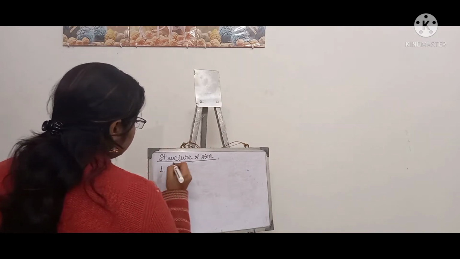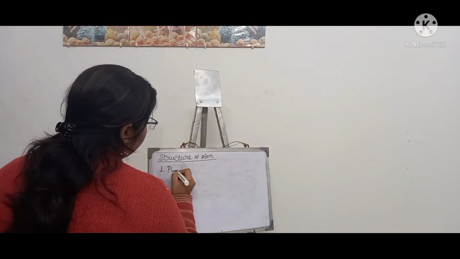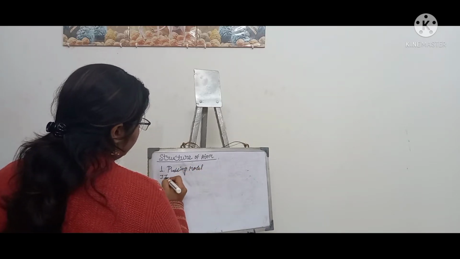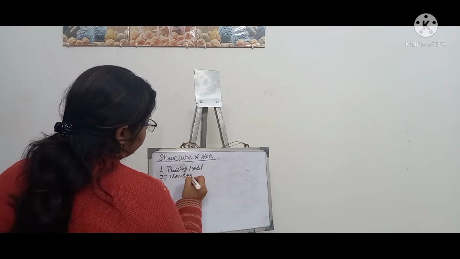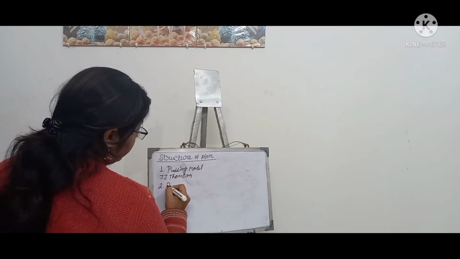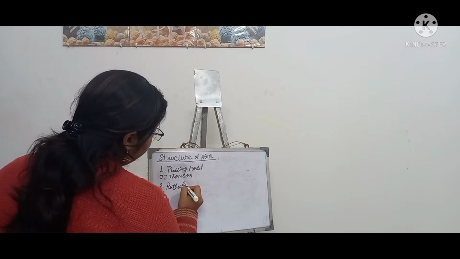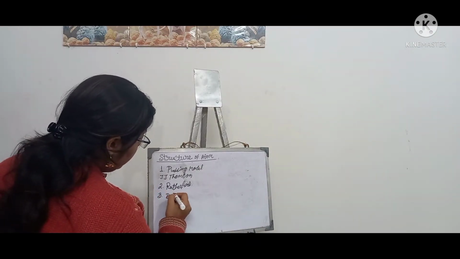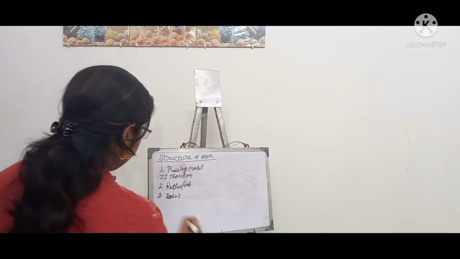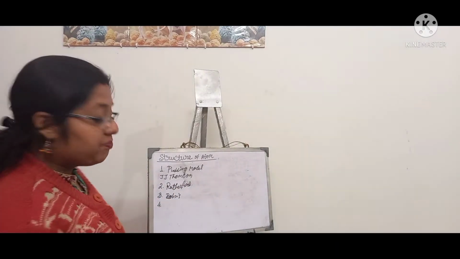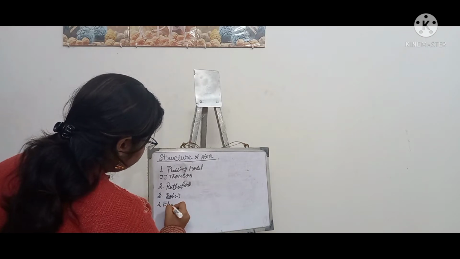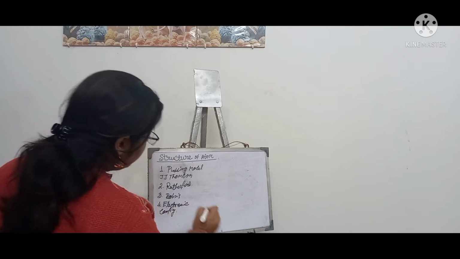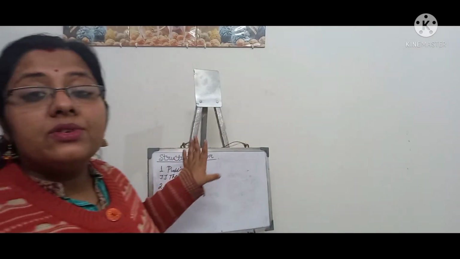The first one is the pudding model of J.J Thomson. Then the second topic is the Rutherford model. After that, Bohr's model. And the fourth topic will be electronic configuration. So total 4 topics today we will cover here.